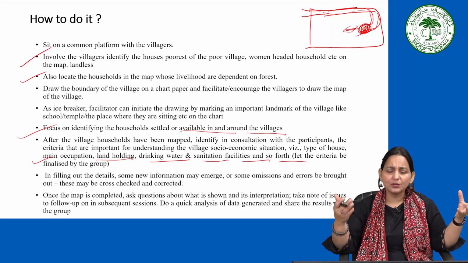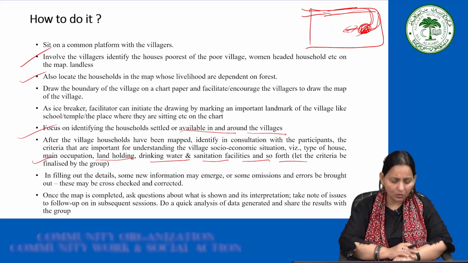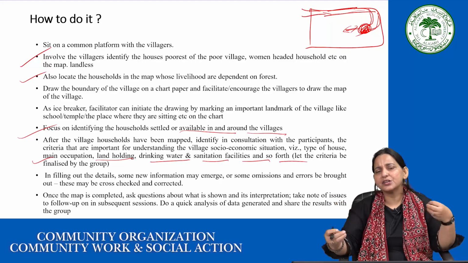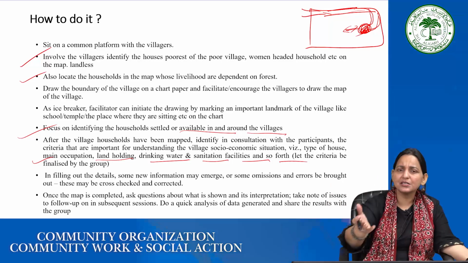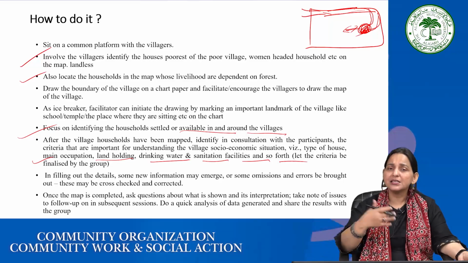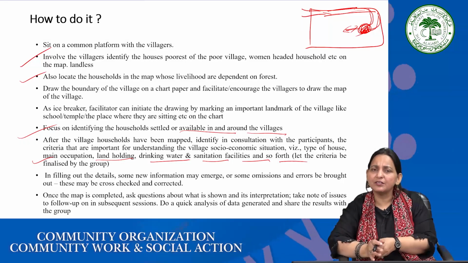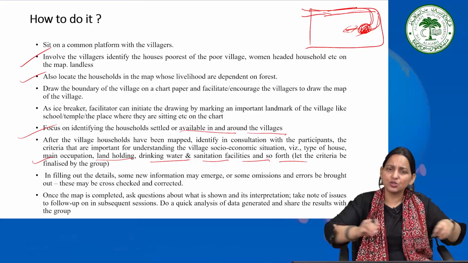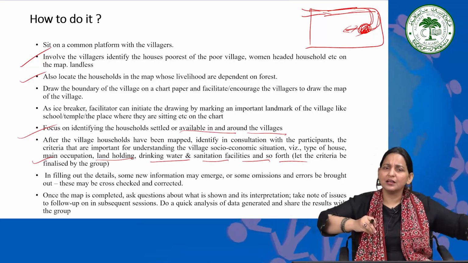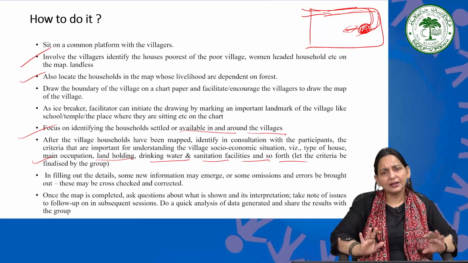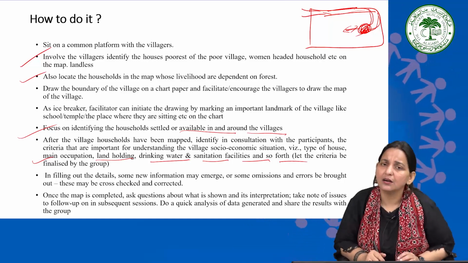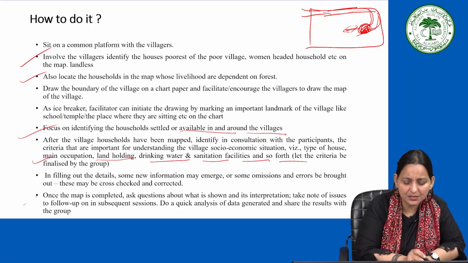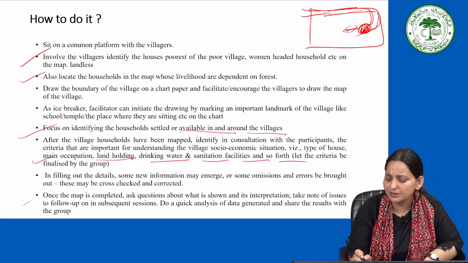So now you just have to look at it, whether it is correct, or whether any further rectification is important, or any omission is there, or there is a need for any additional information on this map, or the streets which have been shown here, or the connection of the different streets, and whether all are correct or not. So you have to get the feedback from the committee after completing the map. Once the map is completed, ask questions about what is shown and its interpretation.